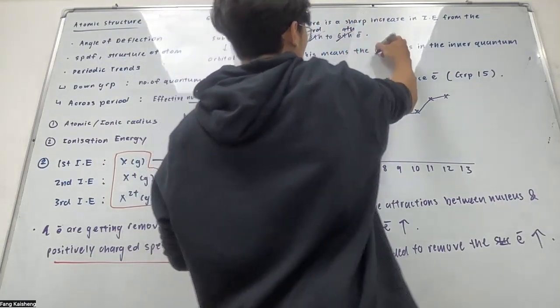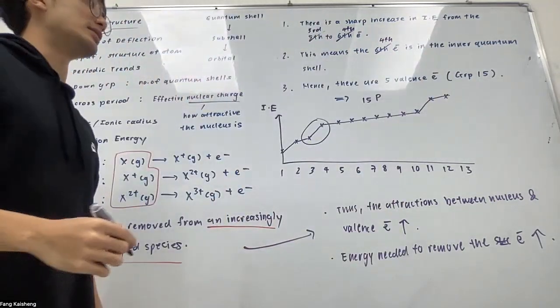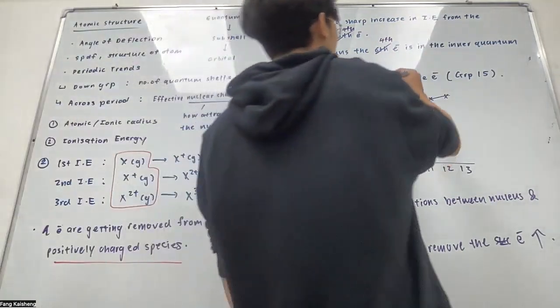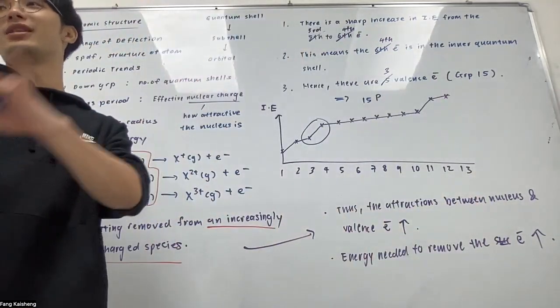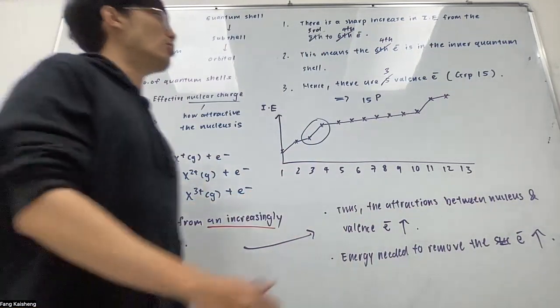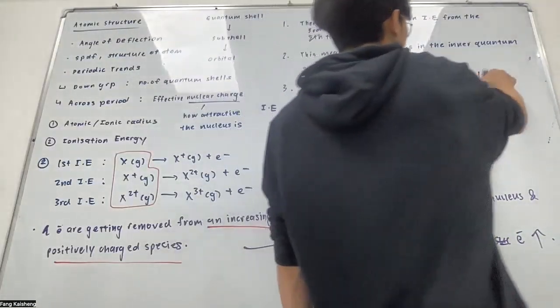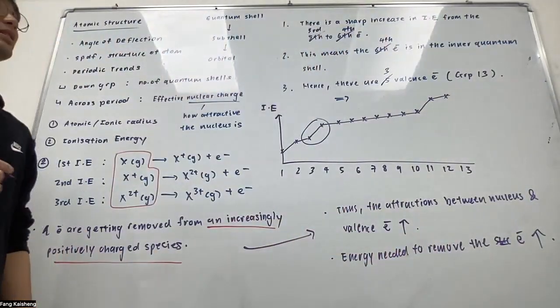That means the fourth electron is in the inner quantum shell. Guys, how many valence electrons does this have? 3 actually. The fourth is on the inside. So that means you have 3 on the outside. Make sense? Okay, so it's group 13. Not 3, 13.